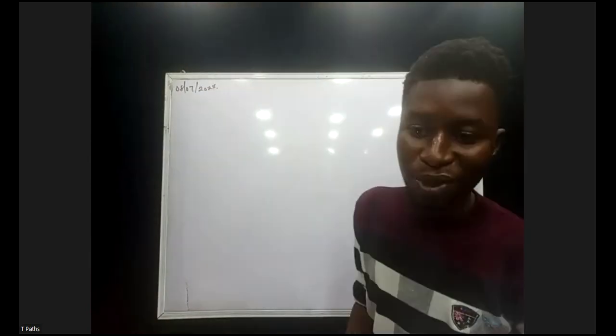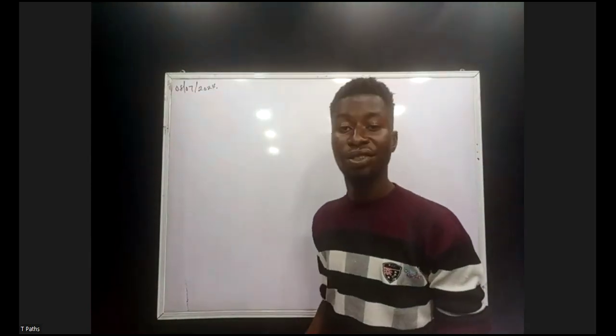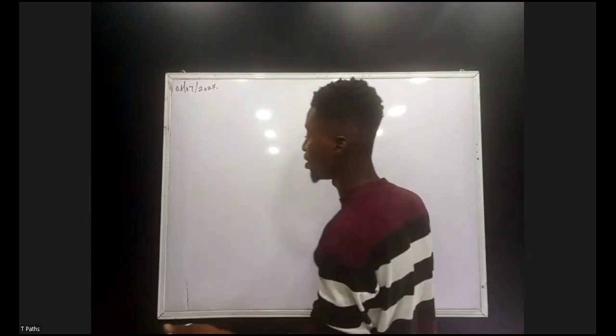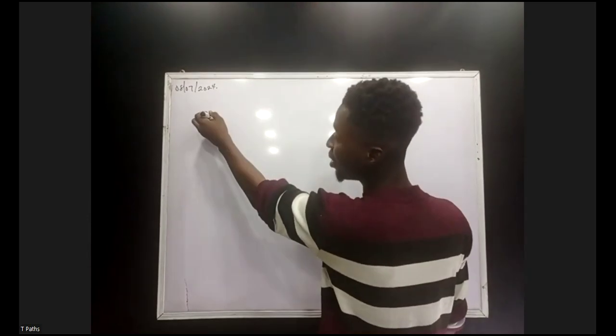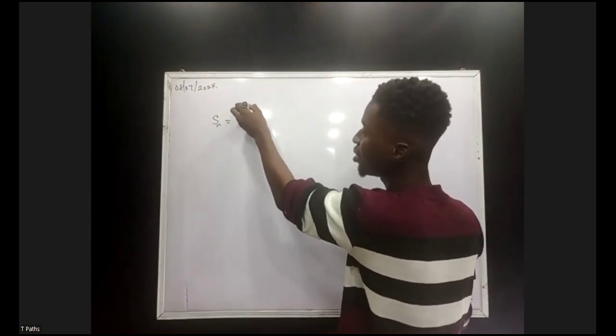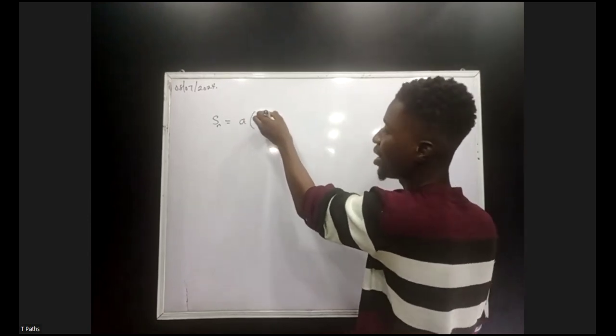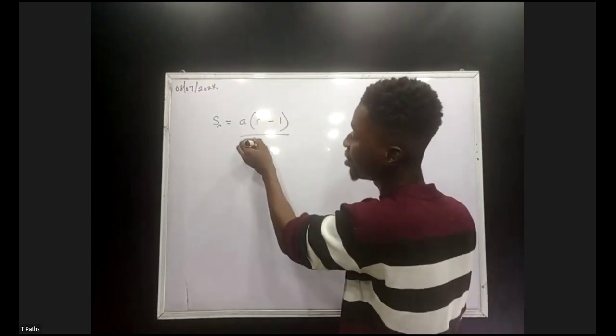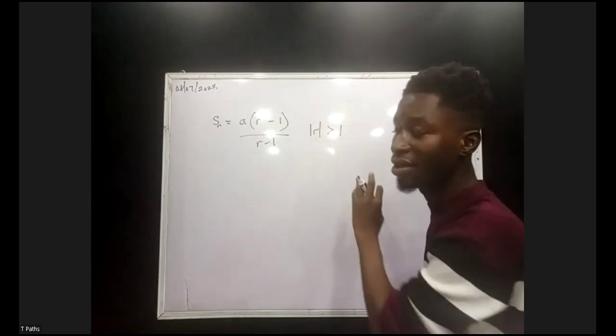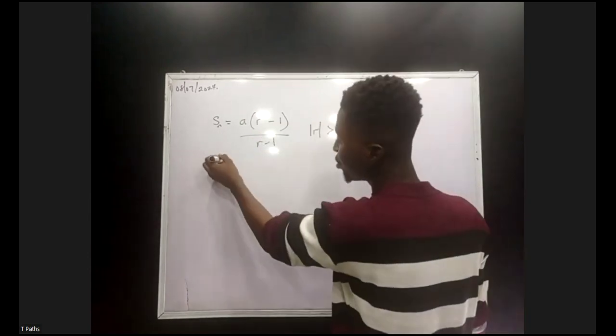In our last class, we talked about geometric progression, the sum of a geometric series, and the nth term. If you still remember, the sum of the first n terms of the geometric series is given by the formula a(r^n - 1) over r - 1, for r greater than 1.